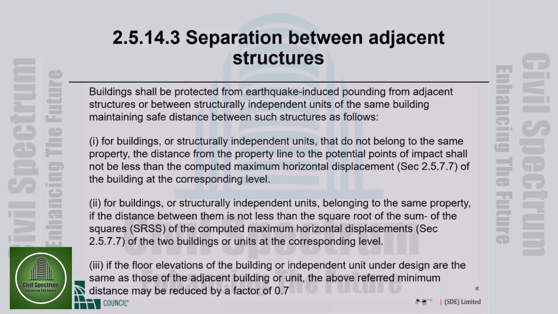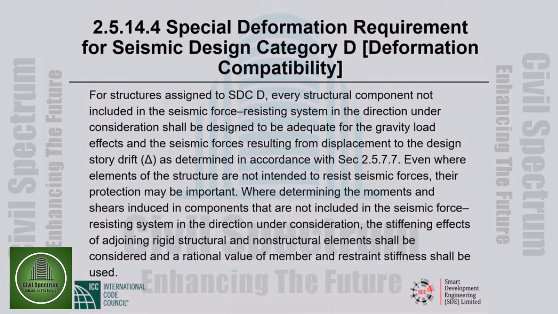Finally, this is not in ASCE 7, item number 3, which is, I think, a very good thing that BNBC has added. If floor elevations of the building or independent unit under design are the same as those of the adjacent building or unit, the above referred minimum distance may be reduced by a factor of 0.7. So if the floors of two adjacent buildings are aligned, then we would allow a 30% reduction in the separation distance. That is a very sensible thing.